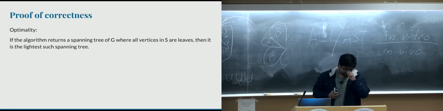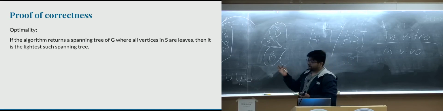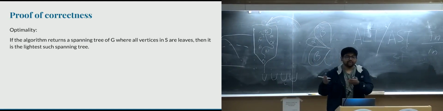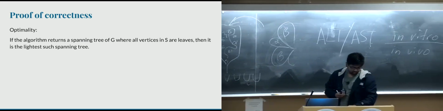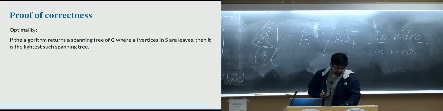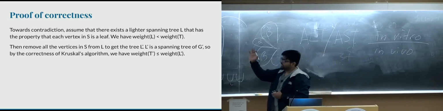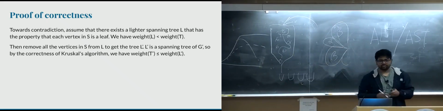So now we'll look at the proof of optimality. What we are saying is that for the spanning tree that we have found, we want to prove there is no other spanning tree which can give us a better result. So how will we prove this? We will prove this using contradiction. This contradiction is a very helpful tool which is used in a lot of proofs.